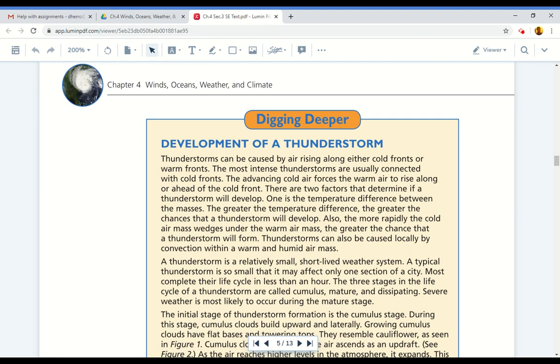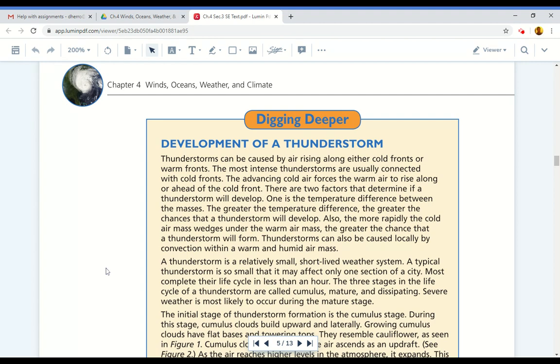There are two factors that determine if a thunderstorm will develop. One is the temperature difference between the masses. The greater the temperature difference, the greater the chances that a thunderstorm will develop. Also, the more rapidly the cold air mass wedges under the warm air mass, the greater the chance that a thunderstorm will form. Thunderstorms can also be caused locally by convection with a warm and humid air mass.